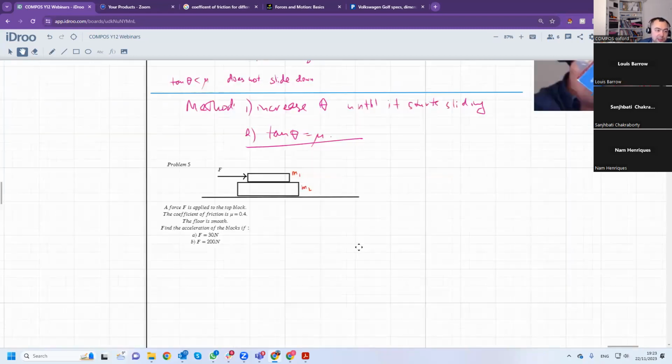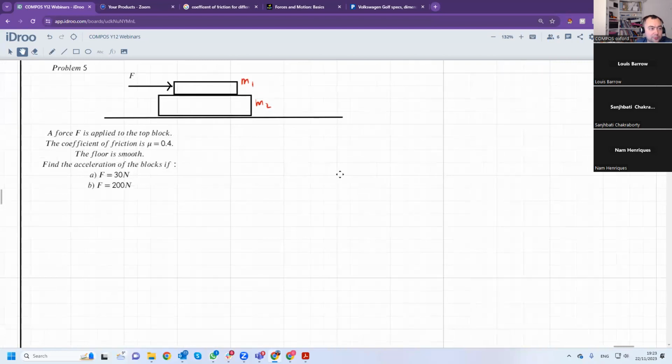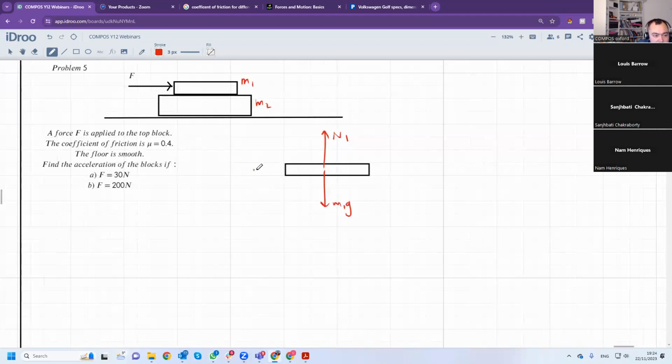Okay, so to apply Newton's laws, we have to draw them separately. So we first draw the top block separately, and we draw the forces acting on it. So M1G, N1, the normal reaction force. There's a force F pushing the box, and there's a friction force down here. Let's call it F1, why not?